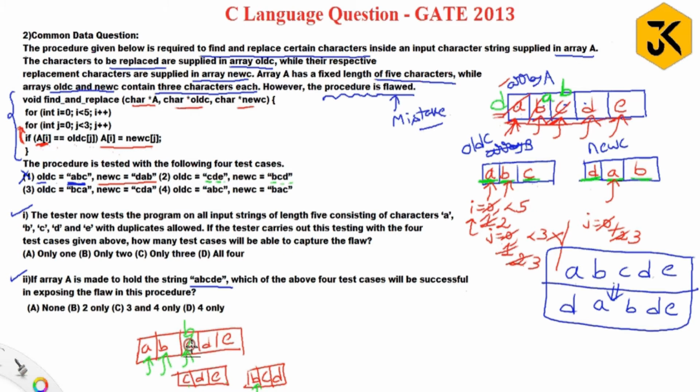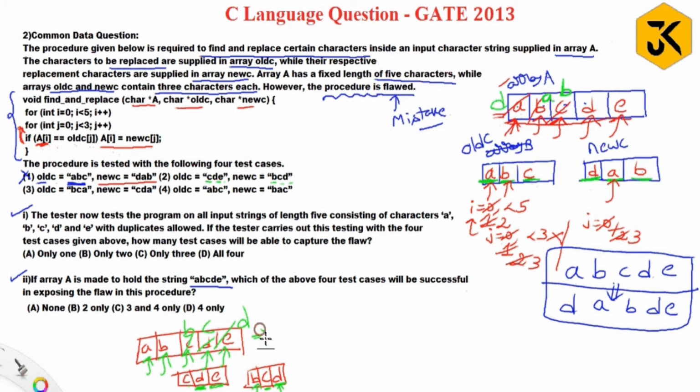Next, B double equal to D, B double equal to E? No. Then the i value will be incremented. D double equal to C? No. D double equal to D? Yes. Then its corresponding character in the second array is replaced with C. Next, C double equal to E? No. Then the i value will be incremented. E double equal to C? No. E double equal to D? No. E double equal to E, yes. When yes, you need to replace it with the corresponding character of the other array. That is, it should be replaced with D.